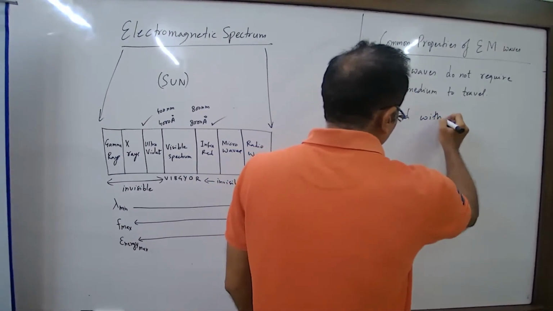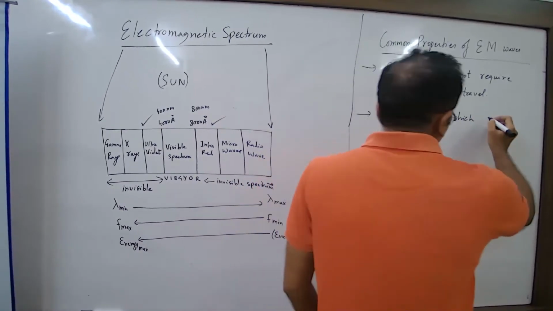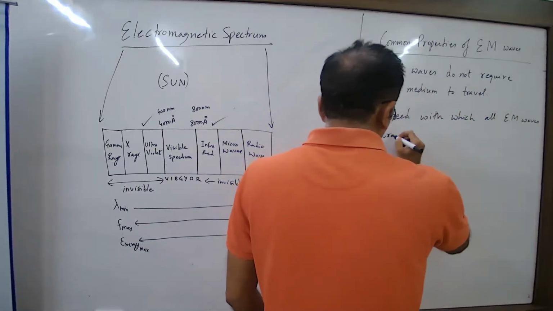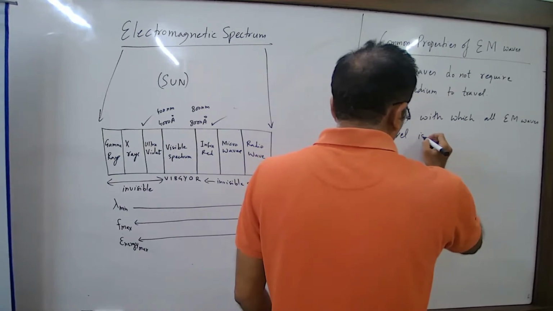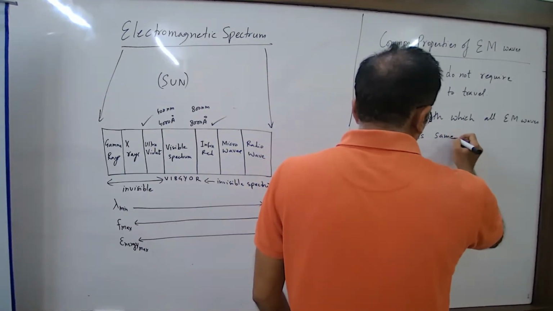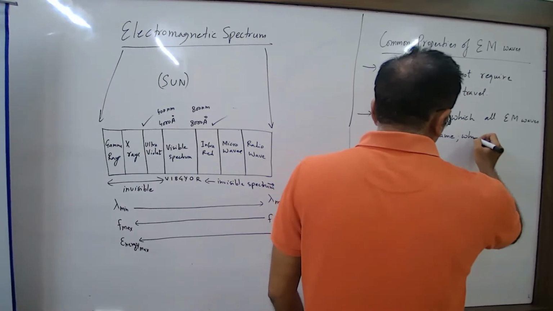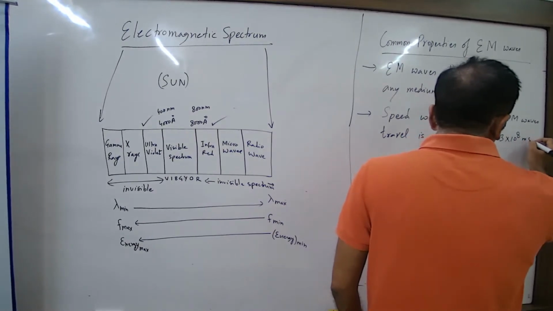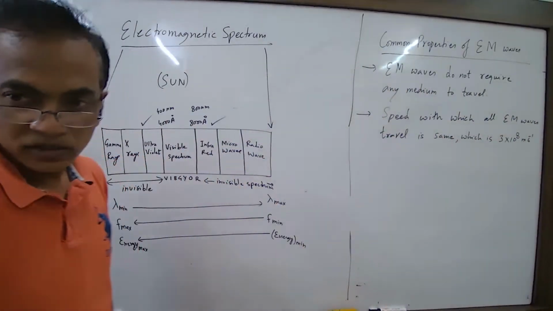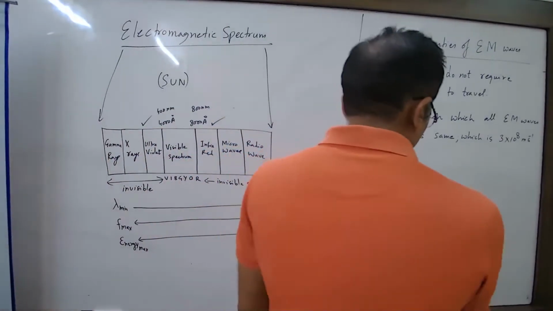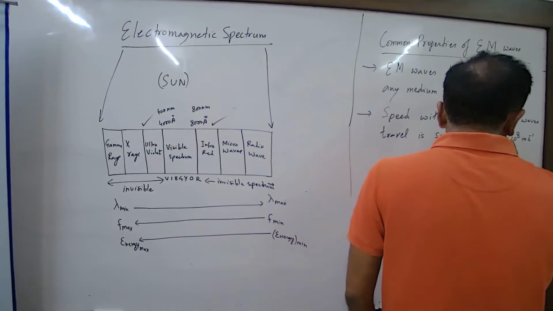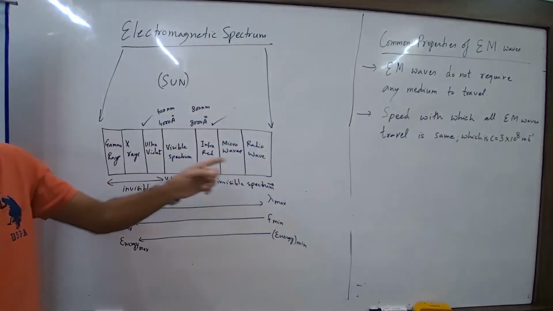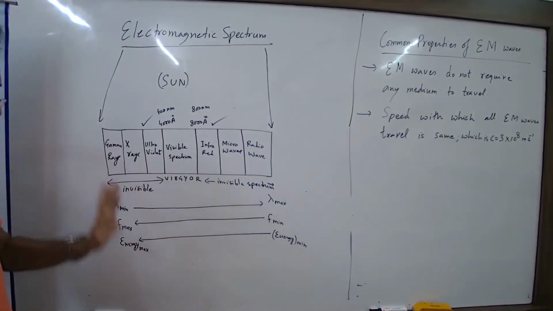Second, the speed with which all EM waves travel is the same, which is 3 into 10 raised to 8 meter per second. It is the speed of light, right? Which is c. समझ आया? Speed of light c. सब ये सब वही स्पीड से चलते हैं, whether it is radio wave, gamma ray, anything.